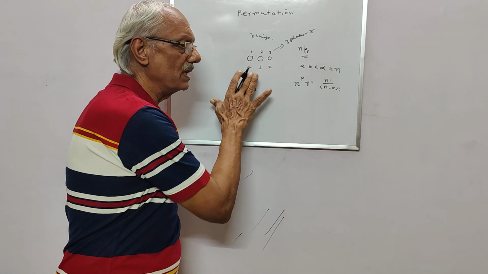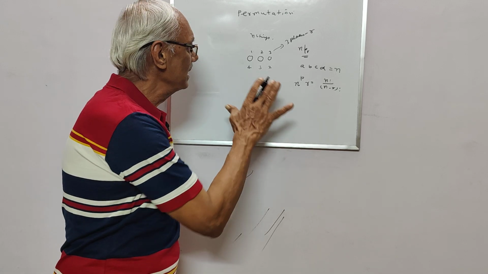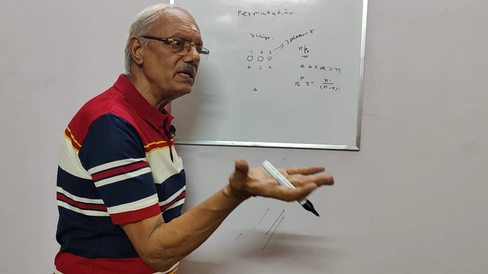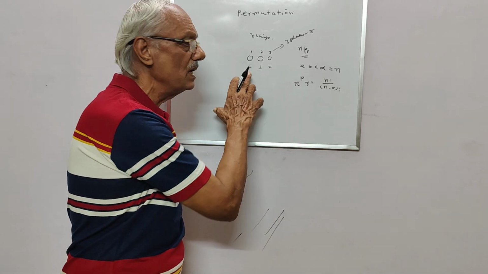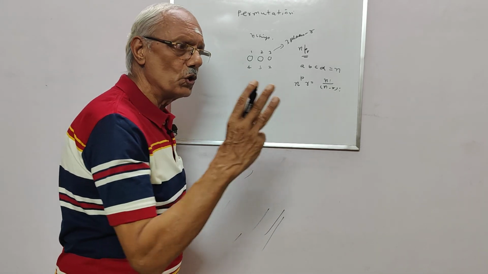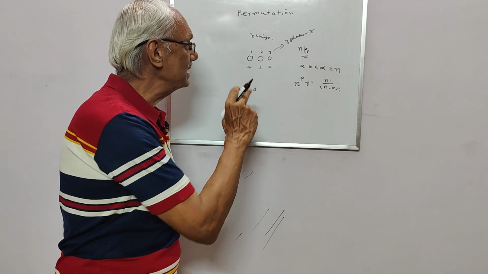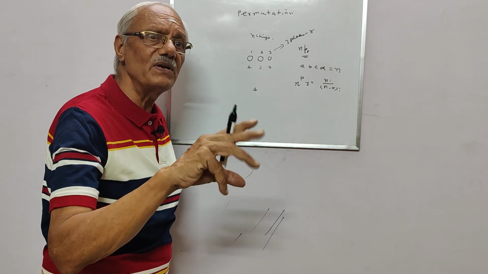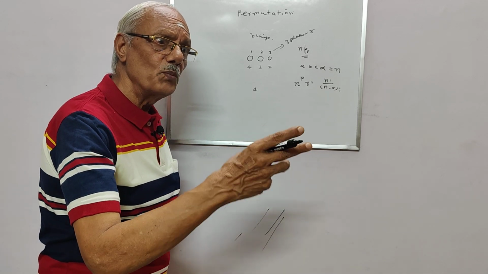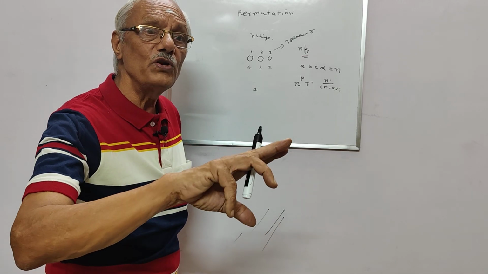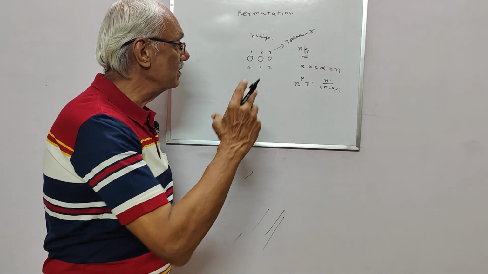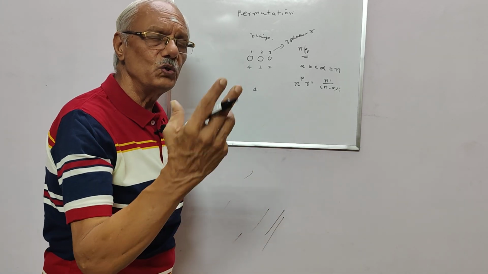This work can be done in 4 different ways. This work, I make it very clear. The work of filling the first place can be done in 4 different ways. And having done that, you are left with 3 elements. So the second place has 3 different ways of filling. So you see that the first two places put together can be filled in 4 into 3 ways. That means 12 ways are possible.